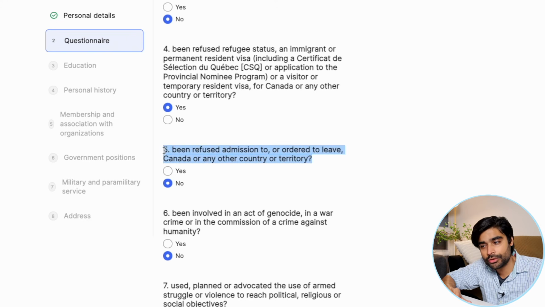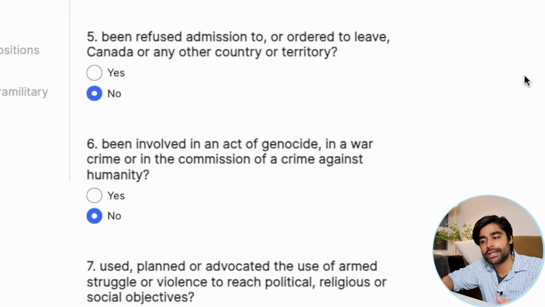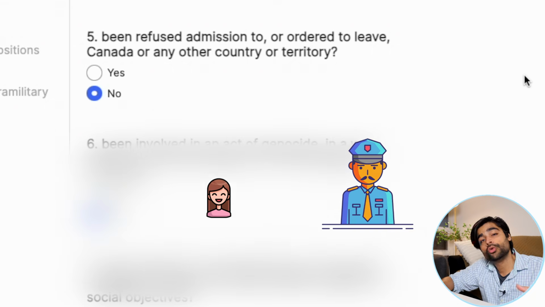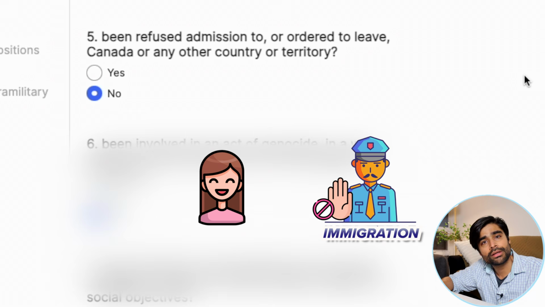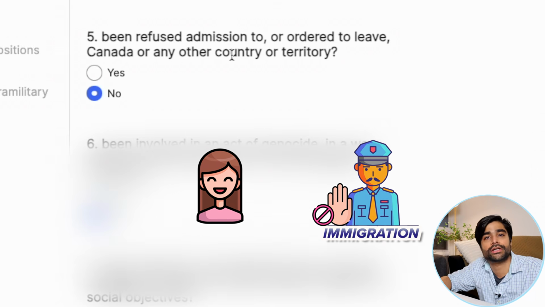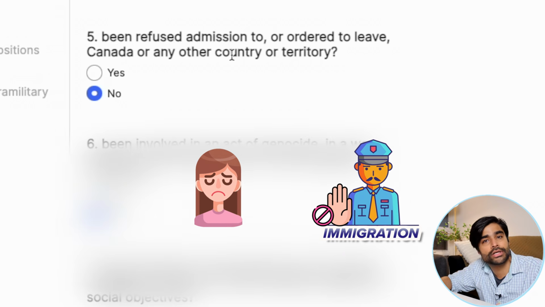So a lot of people confuse this question 5 with question 4. Question 5 basically means that you flew to a country and when you were at the airport, you were not really allowed in that country because of whatever reason. Basically, you were denied admission at the port of entry. So you could never get through immigration of that country.